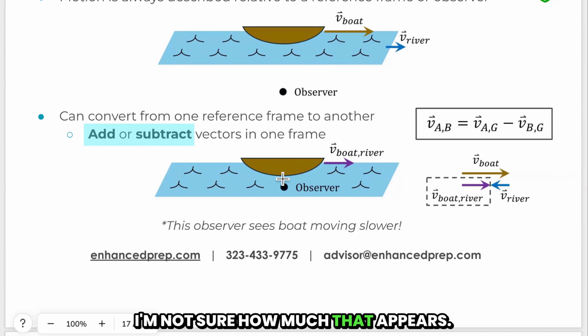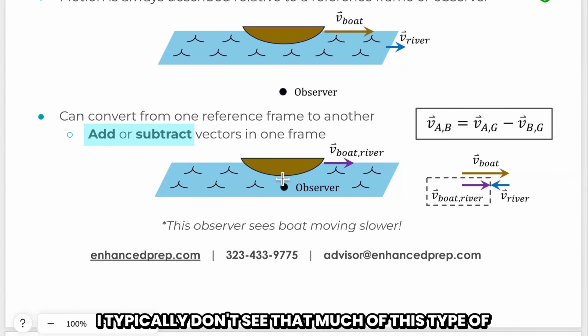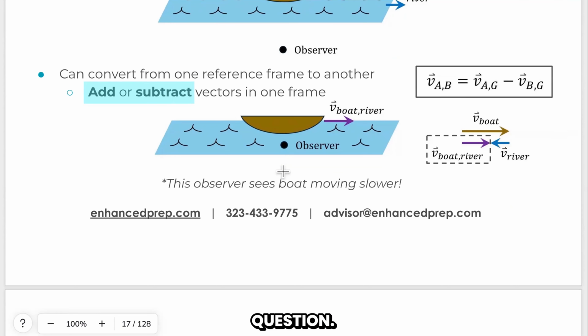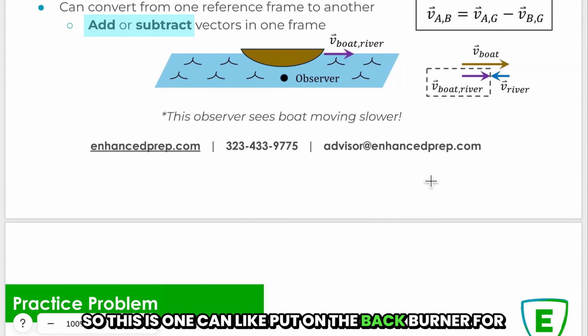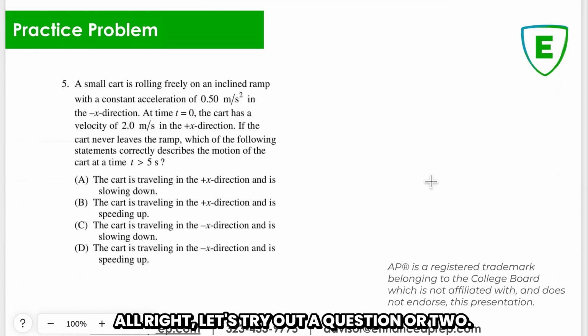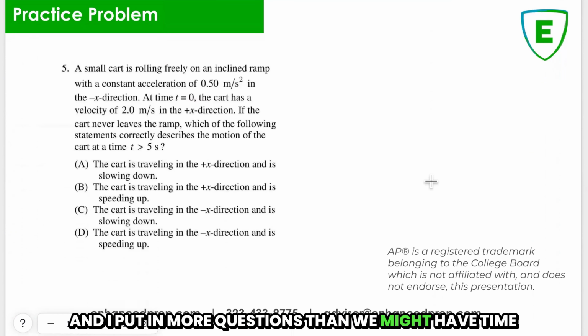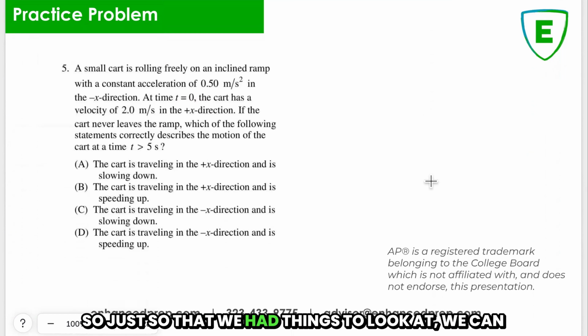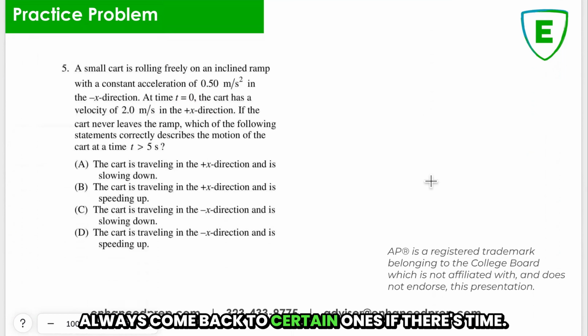I'm not sure how much that appears. I typically don't see that much of this type of question. So this is one you can put on the back burner for now. All right, let's try out a question or two. I put in more questions than we might have time for, just so that we had things to look at. We can always come back to certain ones if there's time.